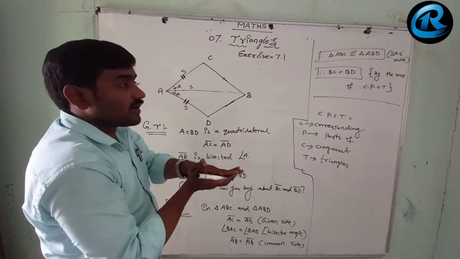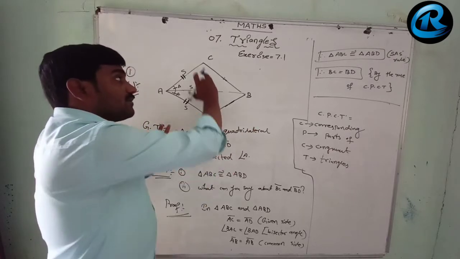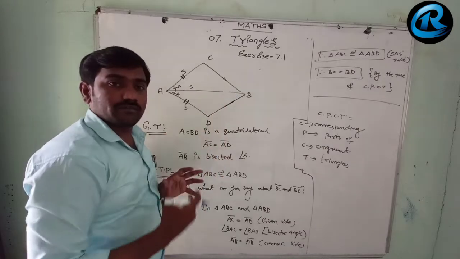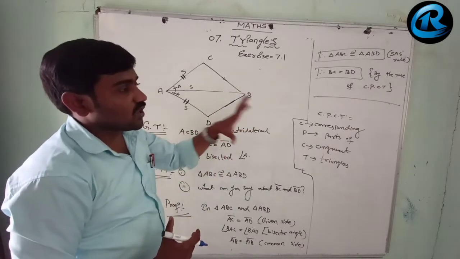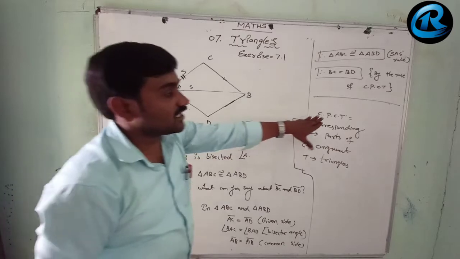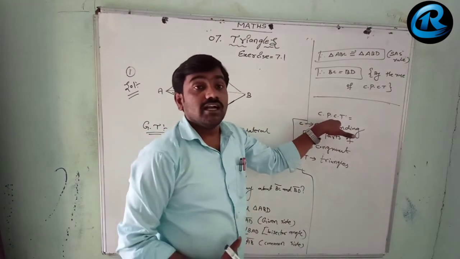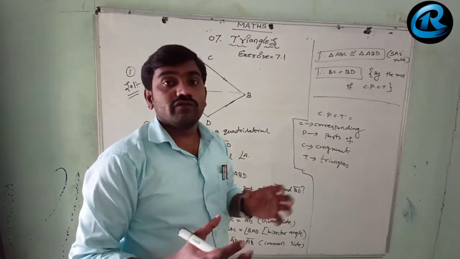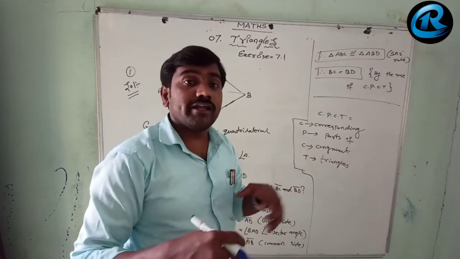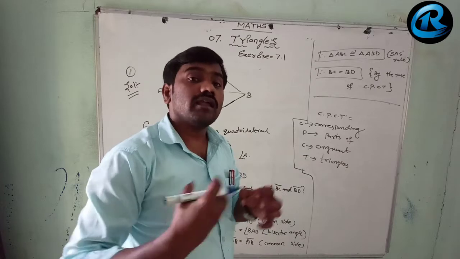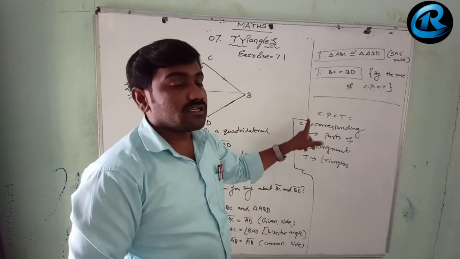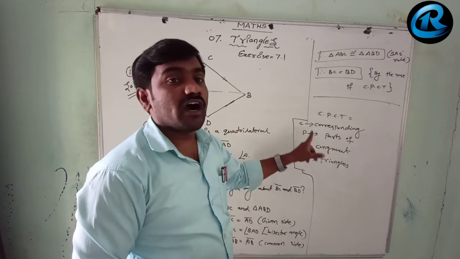Triangle ABC and triangle ABD are congruent. These two triangles are congruent. Then the remaining parts, these two sides, these two angles are also equal. All the remaining sides and all angles will be equal. That is what we call CPCT. It only works when two triangles are congruent. If two triangles are congruent, the remaining parts are equal by the rule of CPCT. CPCT means corresponding parts of congruent triangles.